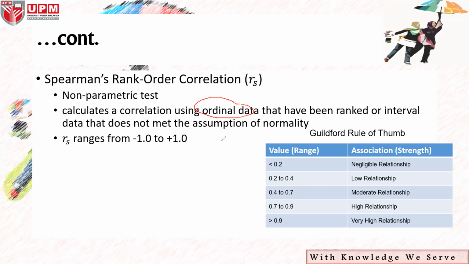Okay, so the rs value, the Spearman rank order correlation coefficient, ranges from -1 to +1. Same as before, the lowest correlation is 0, the highest is 1. Negative and positive just indicate the direction of the association. So how to interpret the value? We refer to the Guilford rule of thumb. If, let's say, rs equals 0.71, it falls within the range of 0.7 to 0.9, it indicates a high relationship. Easy, right?